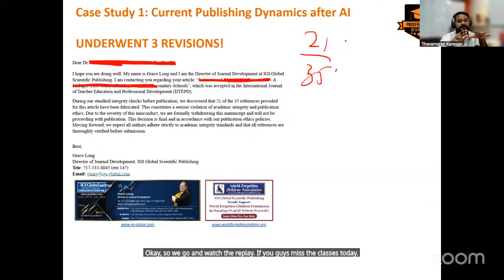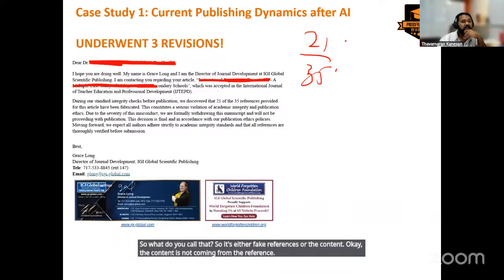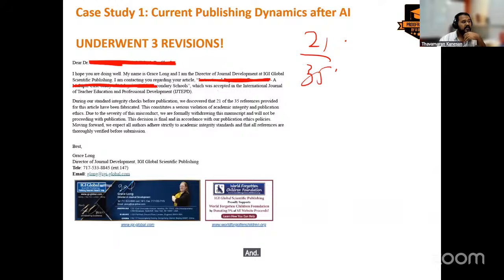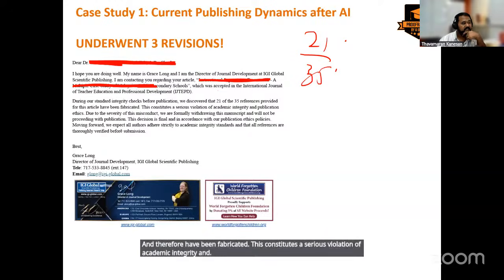So it's either fake references or the content. The content is not coming from the reference itself. All right, so that means this is around 60 to 70% fake information, and therefore it has been fabricated. This constitutes a serious violation of academic integrity and publication ethics. Due to the severity of this misconduct, we are formally withdrawing this manuscript. We will not be proceeding with publication.